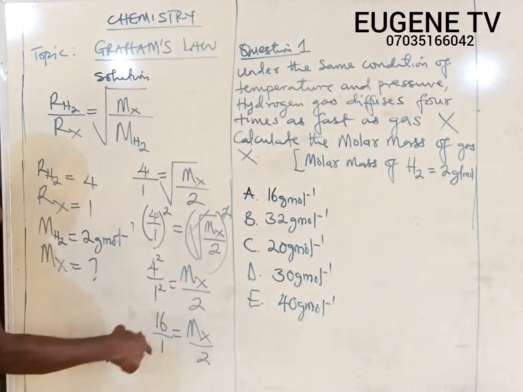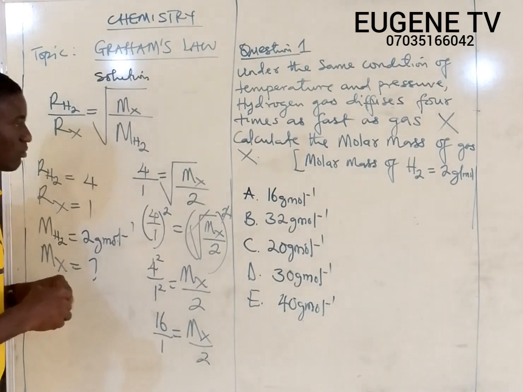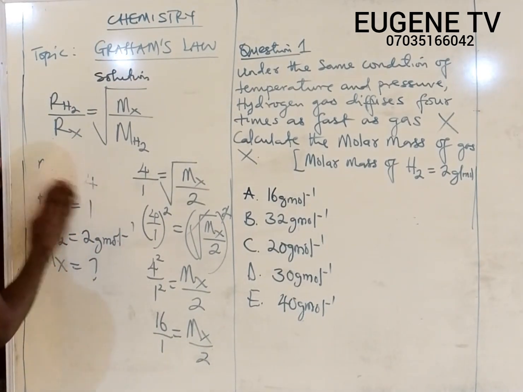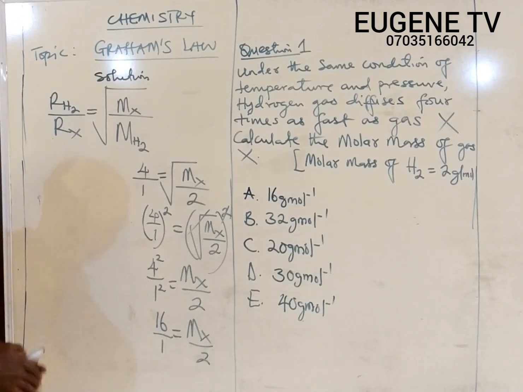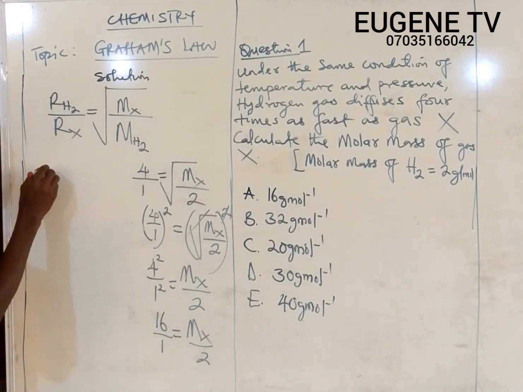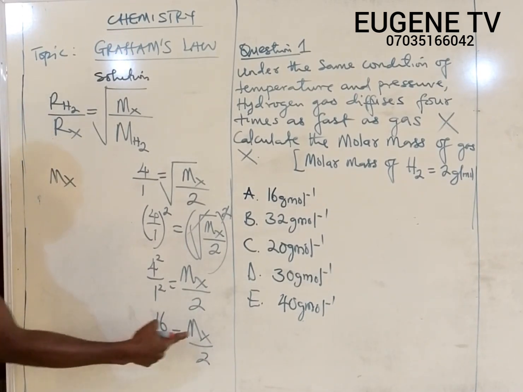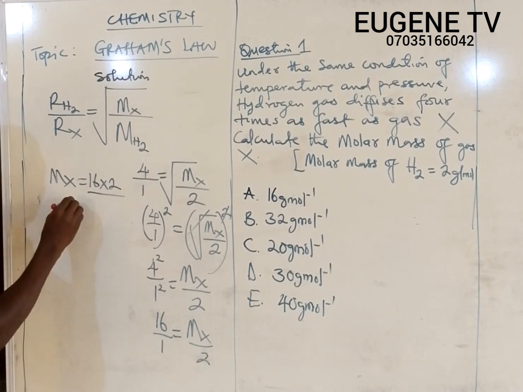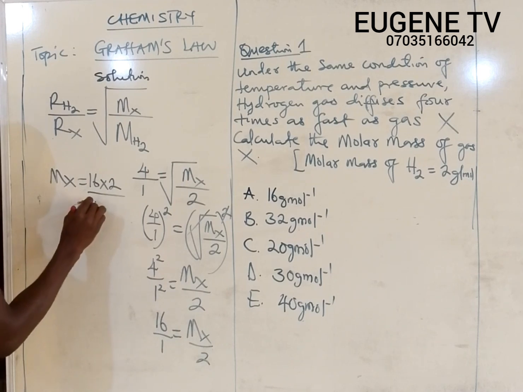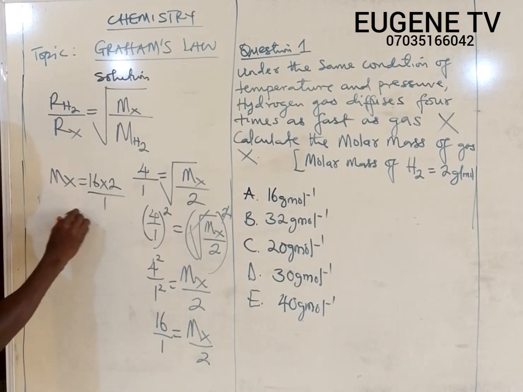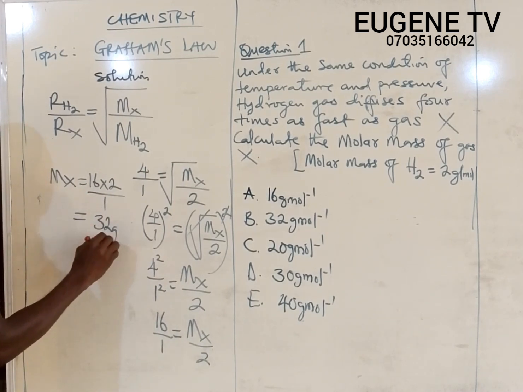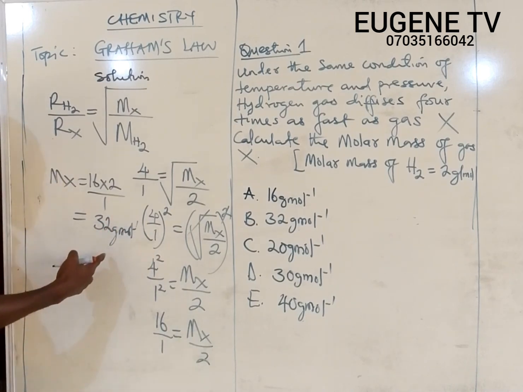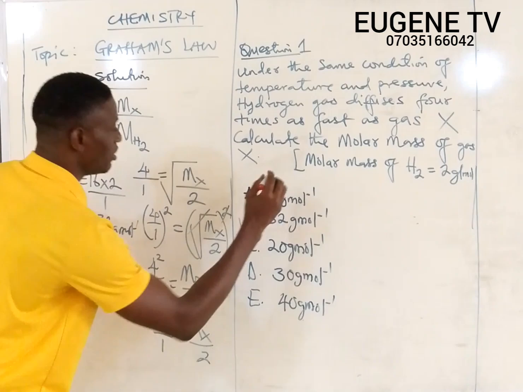So we can now make the molar mass of gas X the subject of the formula. Let me erase what I have here. Making it the subject of the formula, cross multiplying, the molar mass of X is going to be 16 times 2 over 1, which is the same thing as 32 grams per mole. So the answer is 32 grams per mole, which is option B.